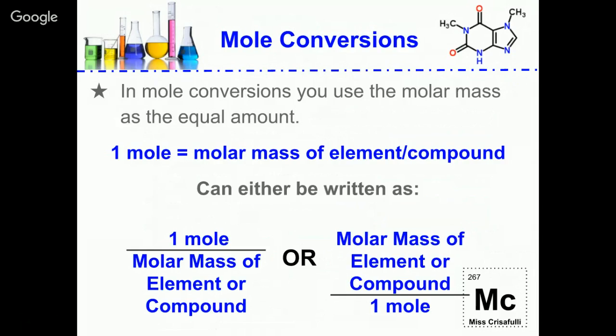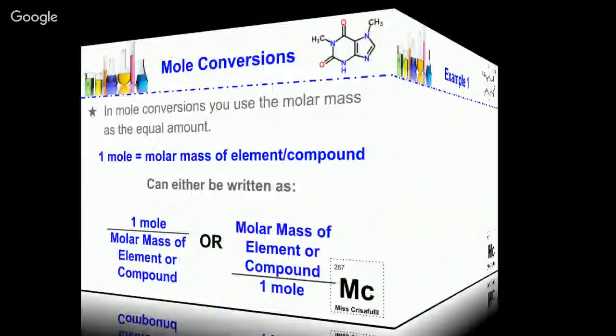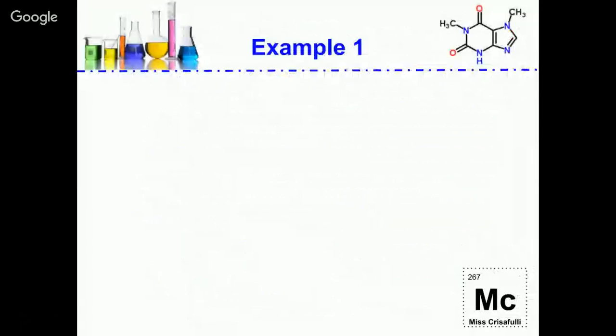Do you need the mole part to cancel? If so, it's going to go like the second example on the bottom. If you want the mass to cancel, then it's going to be arranged like it is in the first one. So the easiest way for me to explain how to do this, which should be a review, is we're going to do 2 quick examples and then you're going to have some questions to answer. So let's look at example 1 together.